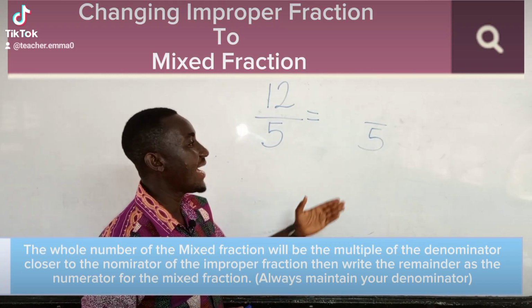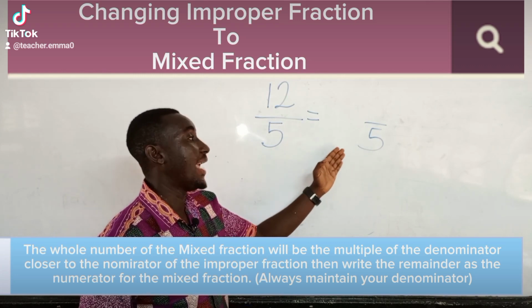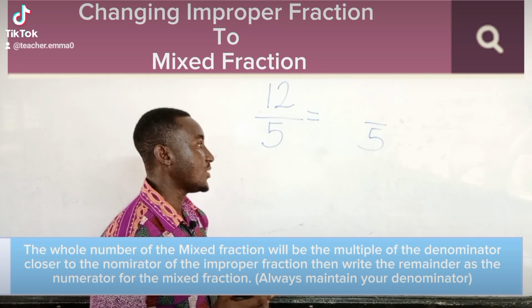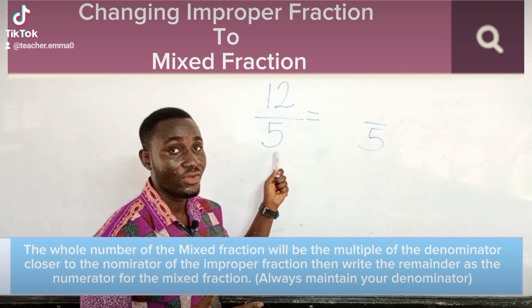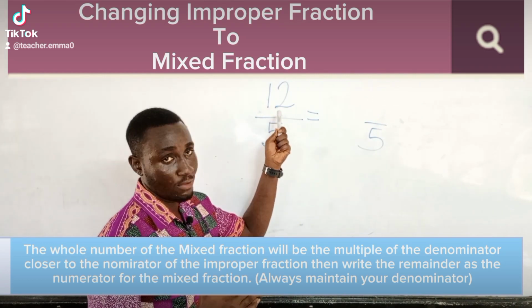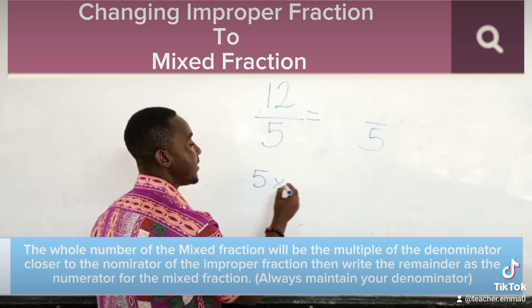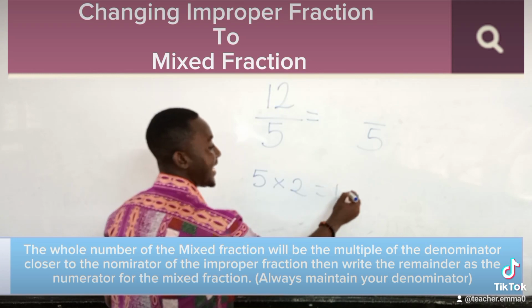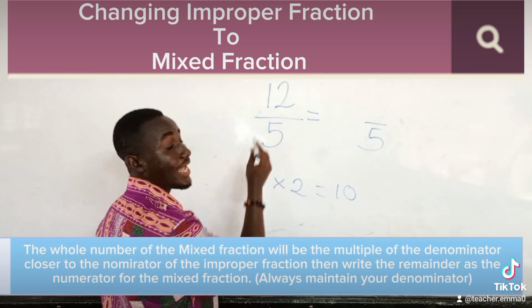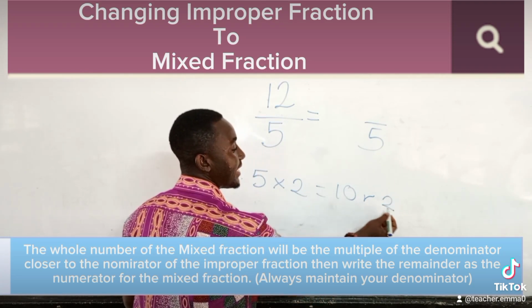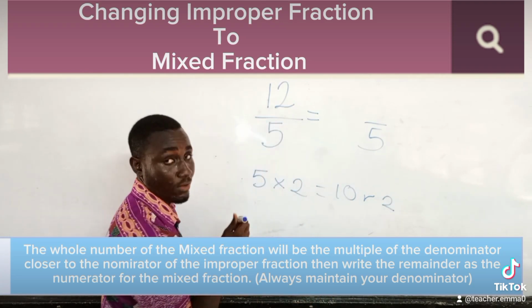Now, to identify the associated whole number and the numerator for the mixed fraction, what you have to do is look at the multiples of 5 that is closer to 12. Realize that 5 multiplied by 2 is what? 10. It is closer to 12. So 10 remainder what? 2. 10 remainder 2 will give you 12.